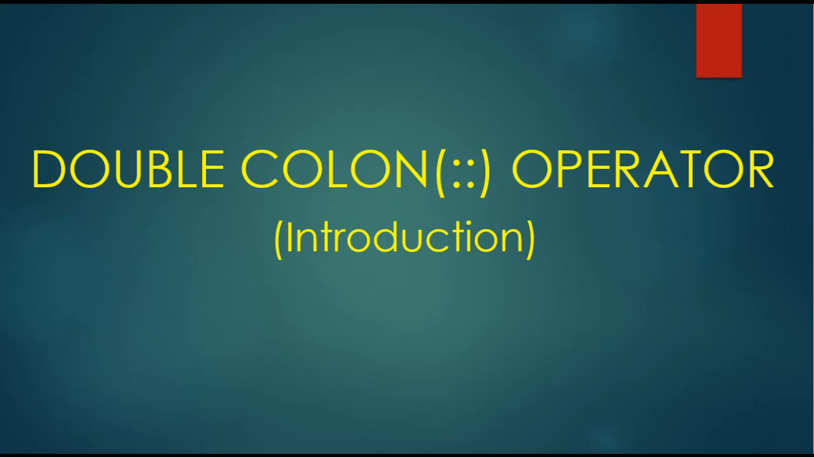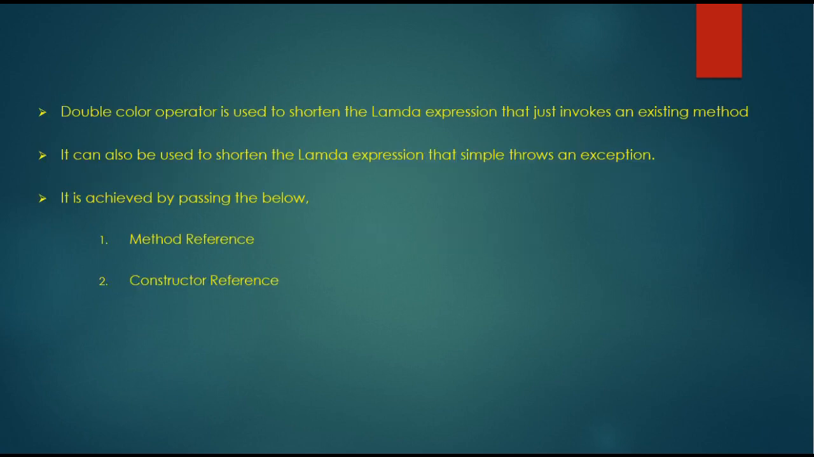Hello friends, today we are going to see what is double colon operator and how to use it. So double colon operator is something that was introduced as part of 1.8, and the purpose of double colon operator is to shorten the lambda expression that just invokes an existing method, and it is also used to shorten the lambda expression that simply throws an exception. That said, it can be achieved by passing the method reference or the constructor reference itself.